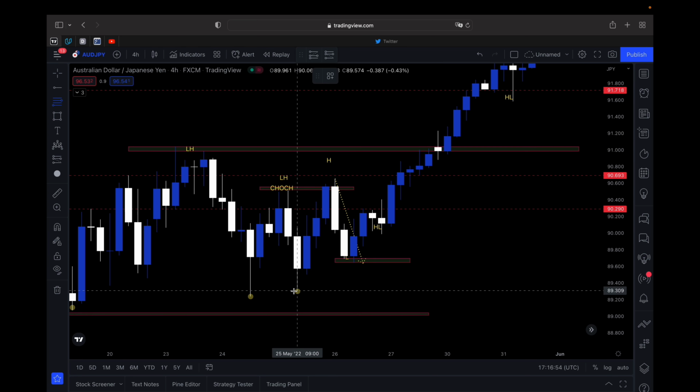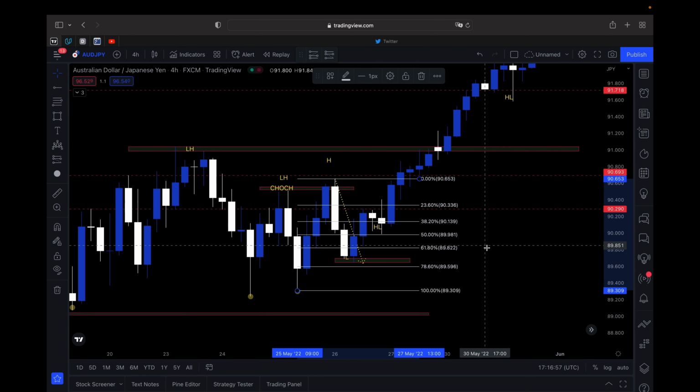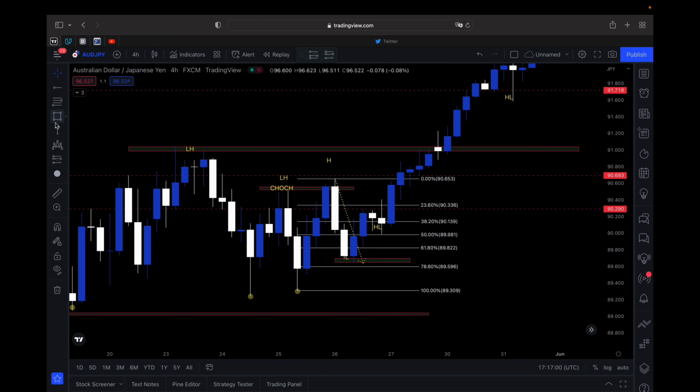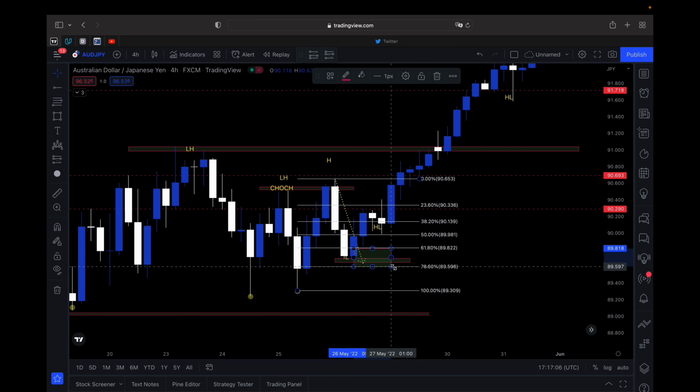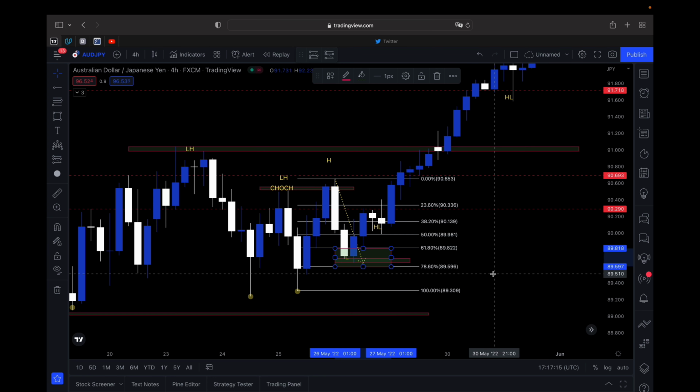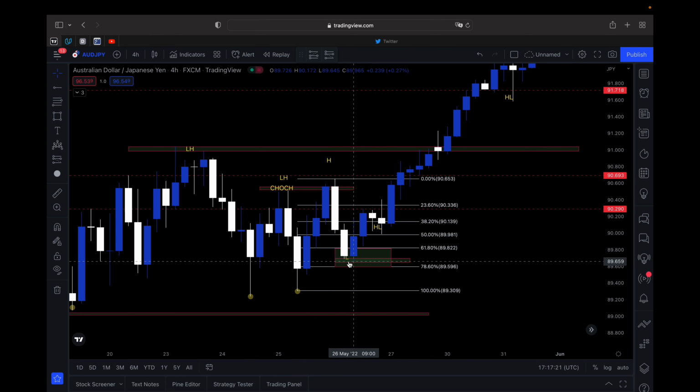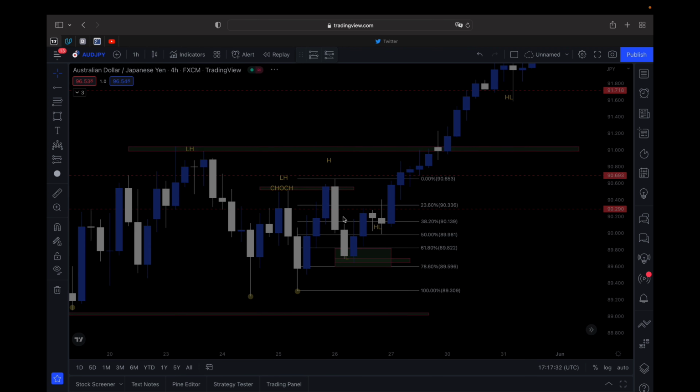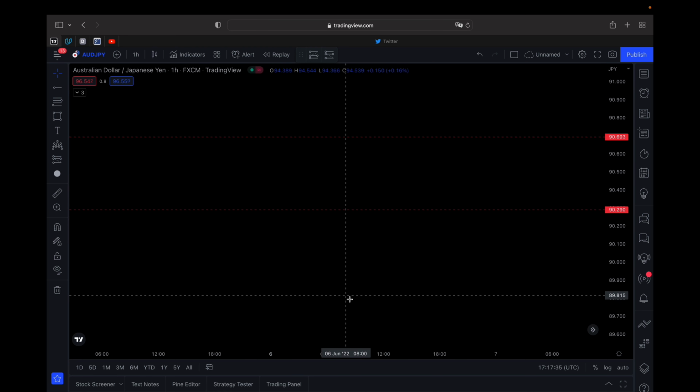Now I take my Fibonacci tools, I place it here, and I pick out my golden level, the 61.8 to the 78.6. So everywhere inside the 61.8 to 78.6 level is called the Fibonacci golden level. And as you can see, price got to that point there. This is where price got to before it started an impulsive movement upward. So here I will then move to a lower time frame, on the 1 hour time frame, to monitor closely what the price is doing.